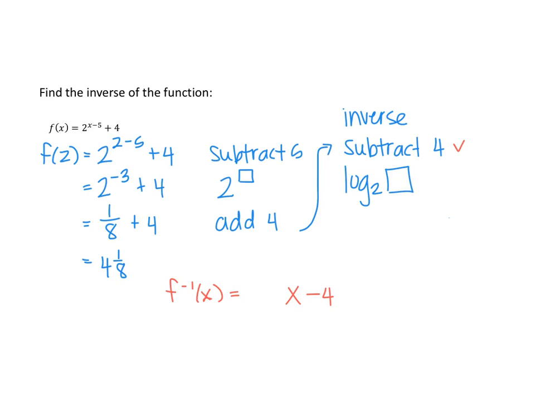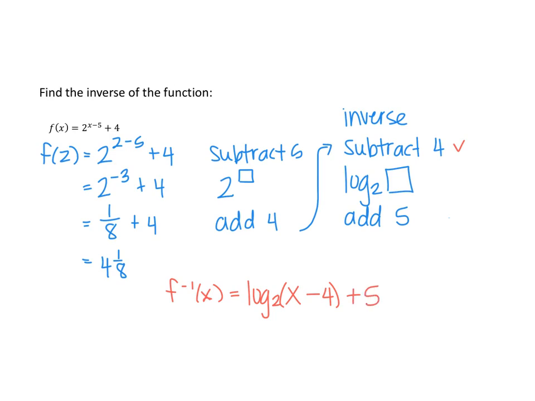And then we want to do the log base 2 of whatever we have so far, log base 2 of that. And then the last operation we need to undo is subtracting 5, so we would add 5. So I'm going to do that to the equation that we have so far, add 5.